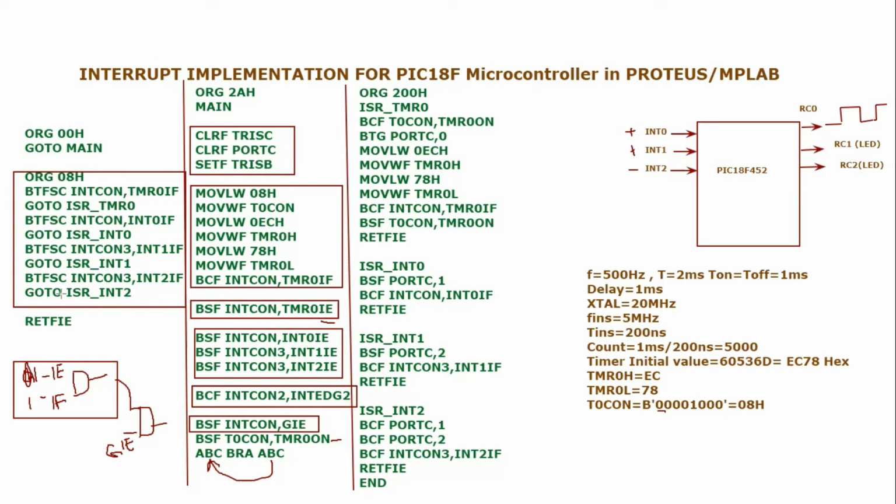And if none of these flags are high, that means there was a false alarm, right? So you have to go back to the main code. That is why I'm using this return command. This is basically not a simple return. It is retfie, return from interrupt enable, right? So whenever the microcontroller goes to this interrupt vector table, what it will do is make this GIE bit equal to 0.